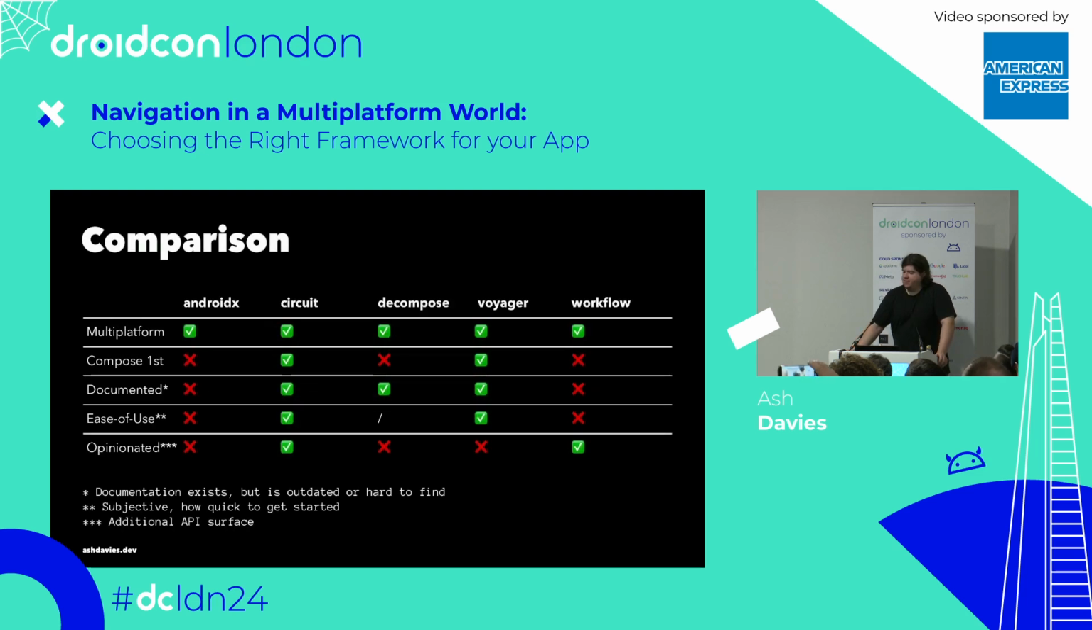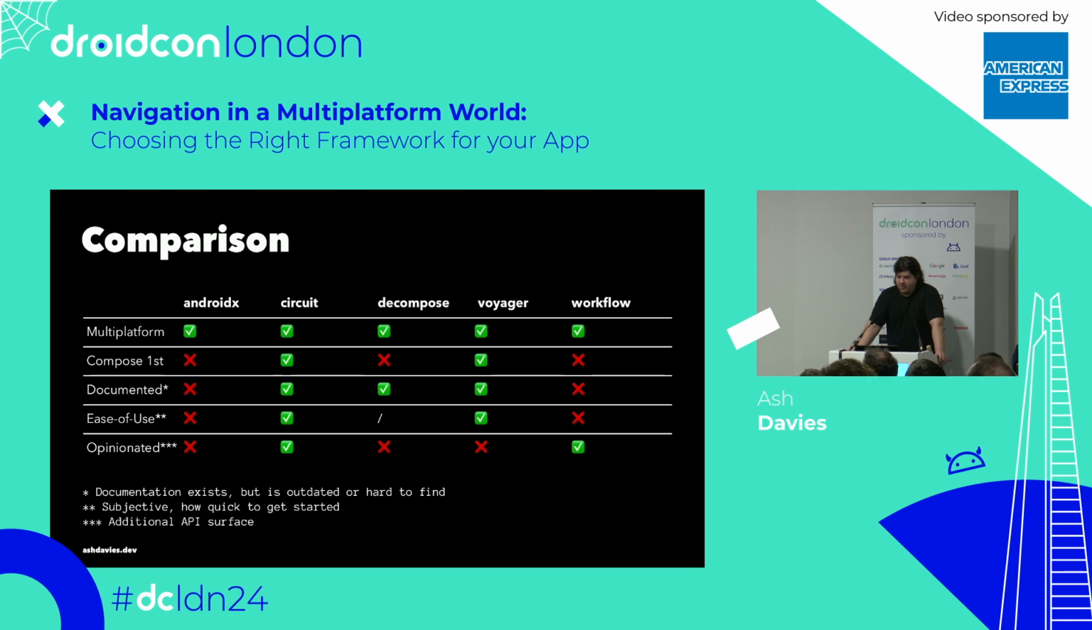I tried to make a comparison of these to make it a bit easier to evaluate the differences in these libraries against each other, but to be honest, it's actually quite subjective. Each one of these libraries may or may not work for your app, for your team, for your project, or maybe you just enjoy one more than the other. And that's totally fine. I tried to give some metrics here, but like I said, it's finger in the air, really subjective things. Some of them are designed with Compose first in mind, some are very well documented, some are easy to use, and some have very opinionated additional API surfaces.